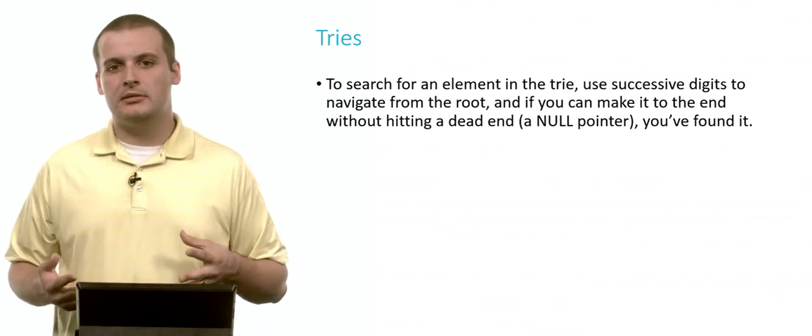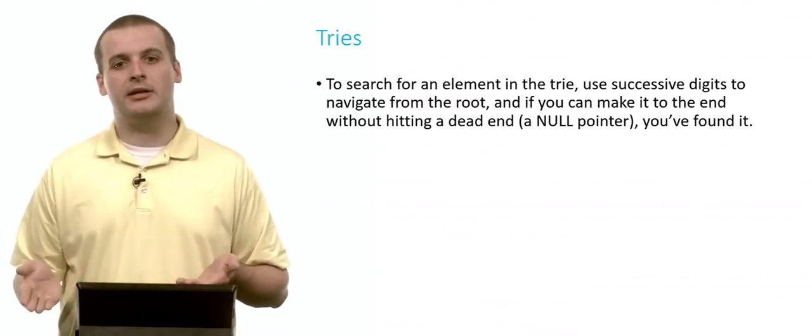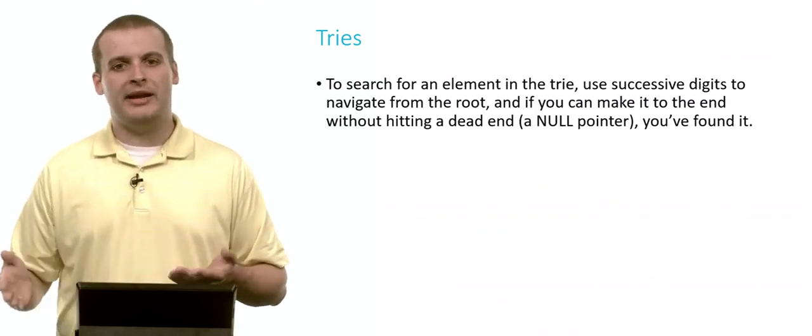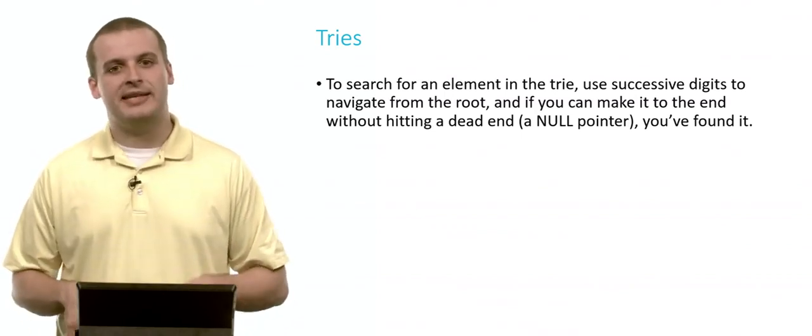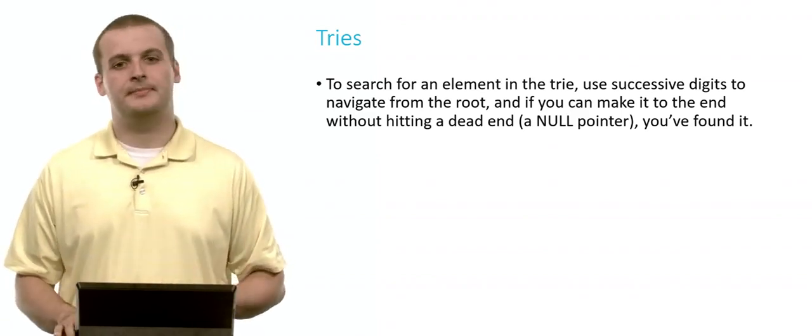Well, it's pretty much the same idea. Now we just use the digits of the key to see if we can navigate from the root to where we want to go in the trie. If we hit a dead end at any point, then we know that that element can't exist, or else that path would have already been cleared. If we make it all the way to the end, all we need to do is look down and see if that's the element we're looking for. If it is, success. If it's not, fail.